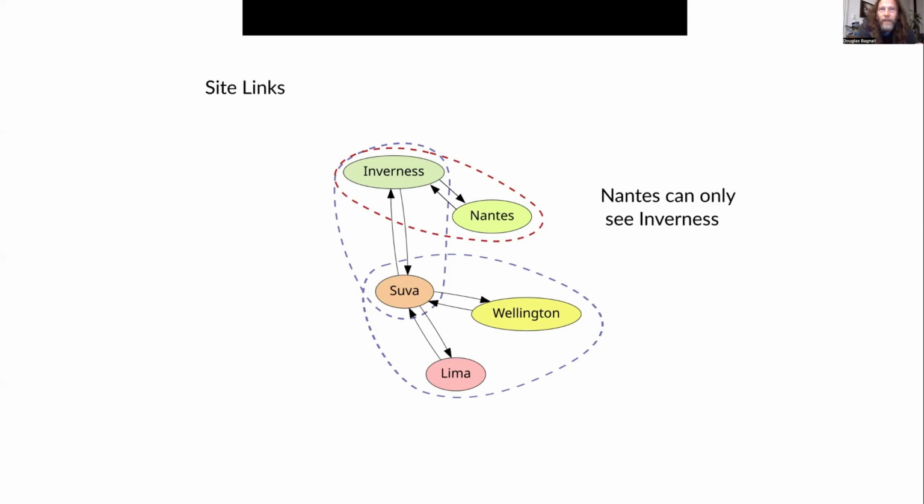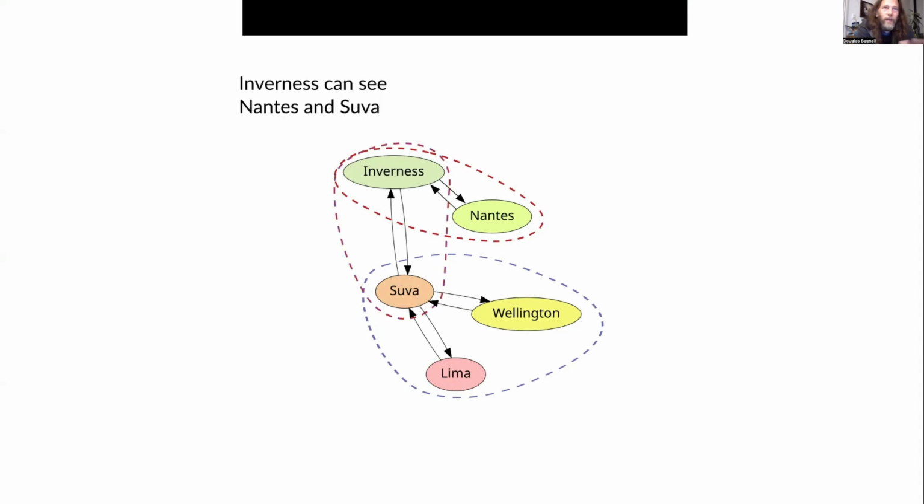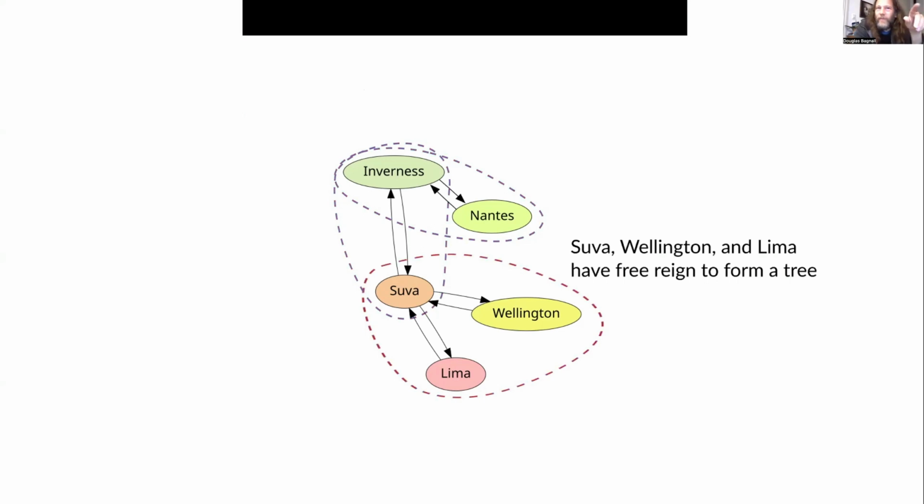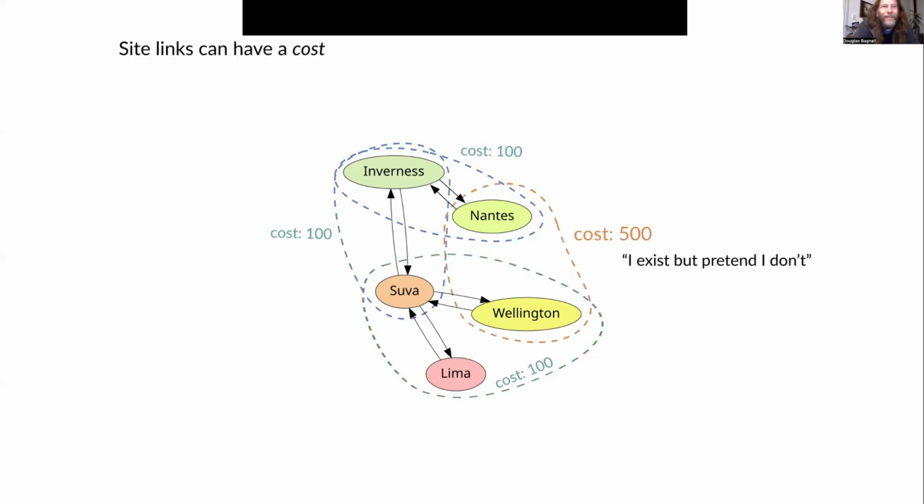So now Nont can only see Inverness, and Inverness can see server and Nont, but as separate things, whereas the server, Wellington and Lima can form their own tree between themselves. That means you can persuade the KCC to do what you want when it's not doing what you want, which is actually some of the time it's doing the wrong thing.